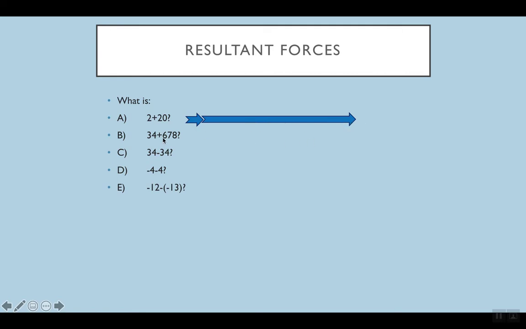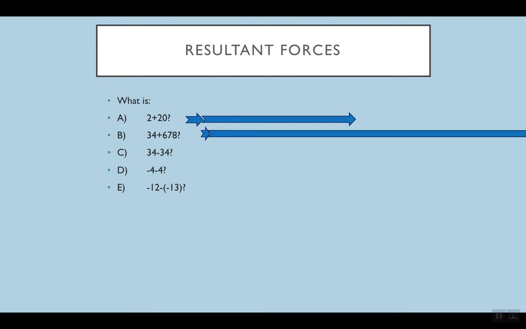So what about if you had 34 plus 678? Well, again, if we had our force arrow showing a 34 Newton force, then that would mean that our 678 Newton force would be like that. And that would be an answer of what, 712 newtons, wouldn't it?